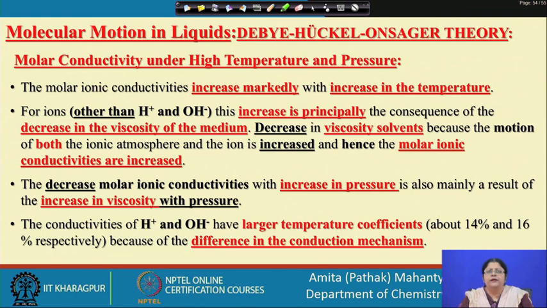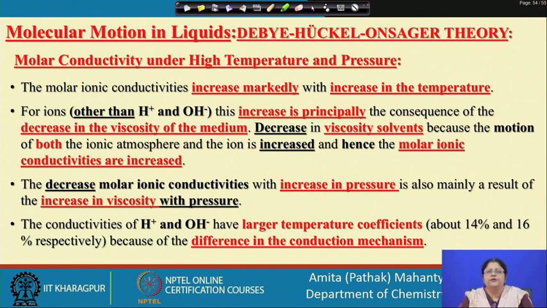What happens when you have a pressure associated with it? We are doing all the experiments under normal atmospheric pressure. What happens when you increase the pressure of the system? You have an electrolyte system and you are increasing the pressure of the medium in which you are doing the measurement. What is observed is a decrease in the molar ionic conductivity. This also results because of the viscosity effect. For a liquid, usually when you increase the pressure, the viscosity of the system increases.